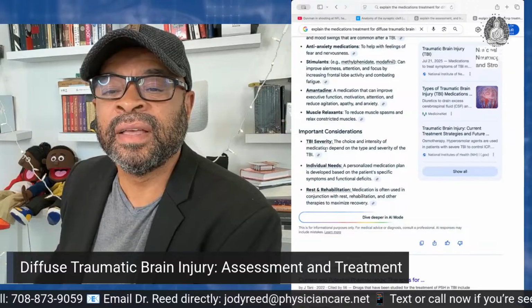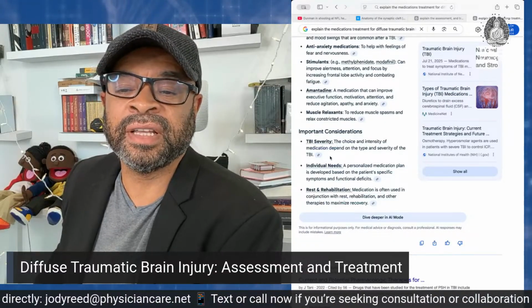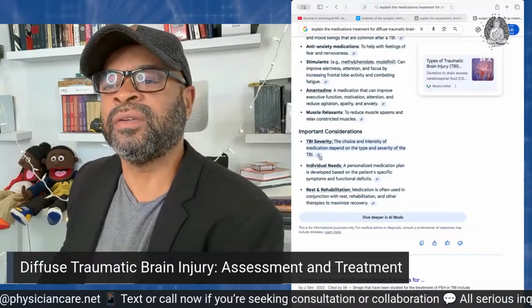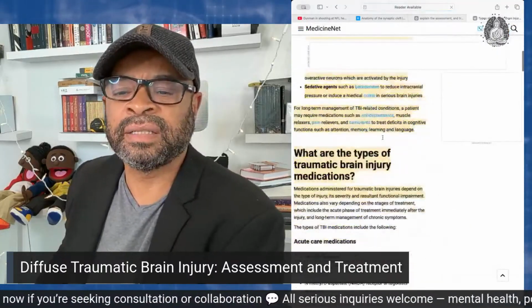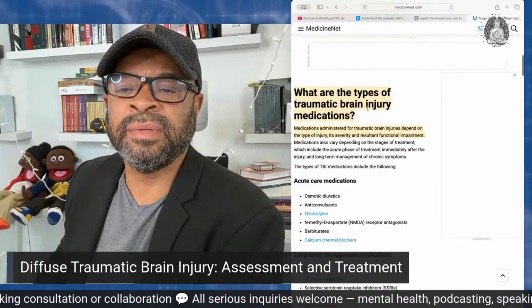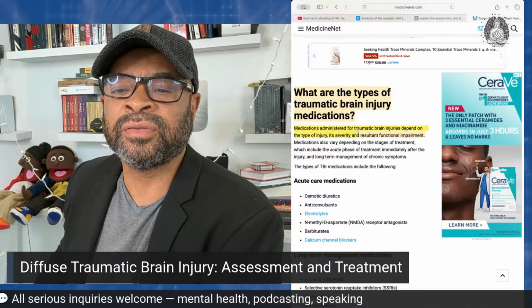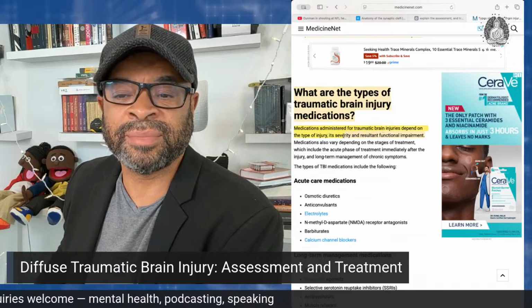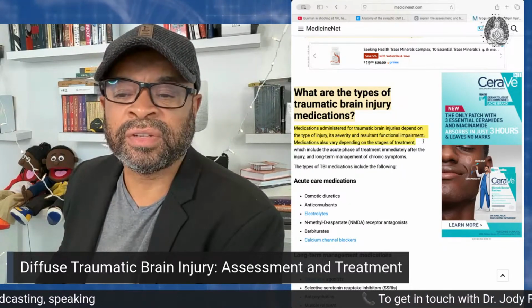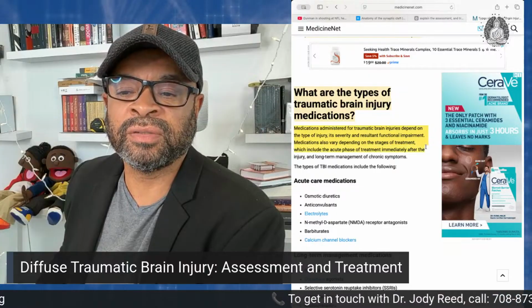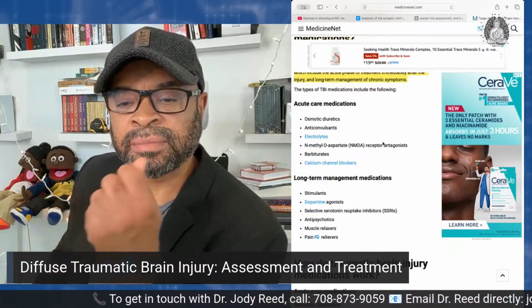Okay. Let me look here. The choice and intensity of medication depends on the type and severity. Let me look and see if there's anything on the severity of TBIs. What type of TBIs are medications for? Medications administered for traumatic brain injury depend upon the type of injury, its severity, and functional impairment. Medications also vary on the stage of treatment, which includes the acute phase of treatment immediately after the injury and long-term management of complications and chronic symptoms.